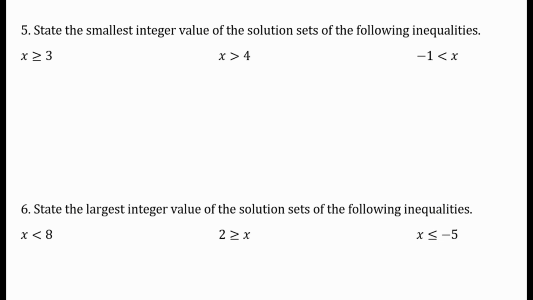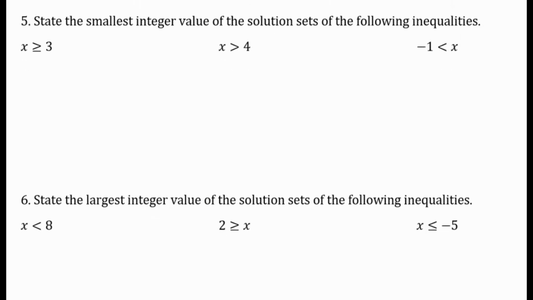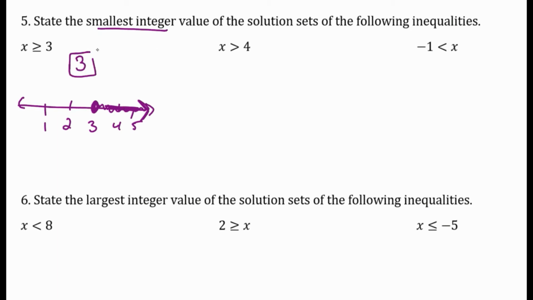So 5 and 6 are questions that they ask a lot on the Regents exam as follow-ups of what's the smallest integer or what's the biggest integer. And here's how this kind of works. X is greater than or equal to 3. Let's graph it so I can look at this. Closed circle, and I'm bigger than 3, so this way. I'm shading to the right. What's the smallest integer? How low can I go? Well, 3. 3 is the smallest, because I can be 3.